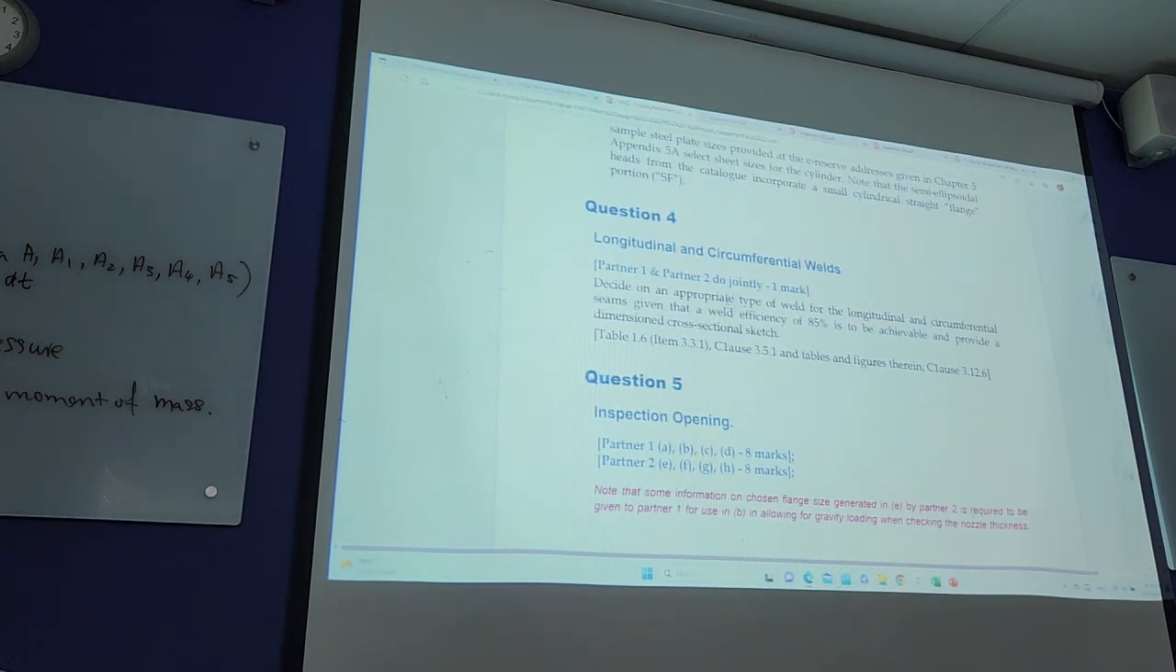Alright, so question 4 is only 1 mark. So do it together. Decide on an appropriate type of weld for longitudinal and circumferential seams, given that a weld efficiency of 85% is to be achievable, and provide a dimensioned cross-section sketch. Alright, so we have to refer to clause 3.5.1 and tables and figures that are in clause 3.12.6. Alright, so we go to 3.5.1.